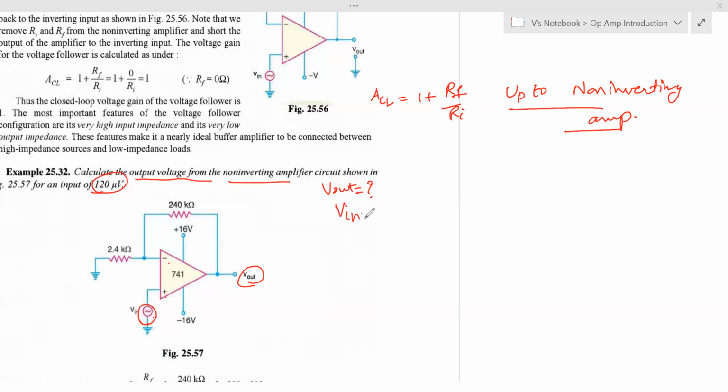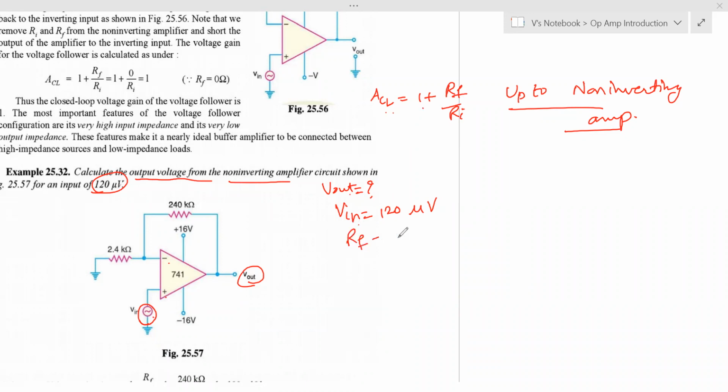And the input is given. How much is the input? 120 microvolt. Whenever there is millivolt or microvolt, you have to add the proper power of 10 there. Otherwise, it will give you a wrong answer. Micro means 10 to the power minus 6, and we have to substitute that also. Now we want to calculate the gain first. If you know the gain and the input, we can calculate the output, right? But first we should calculate the gain. So the gain formula is 1 plus Rf upon Ri.